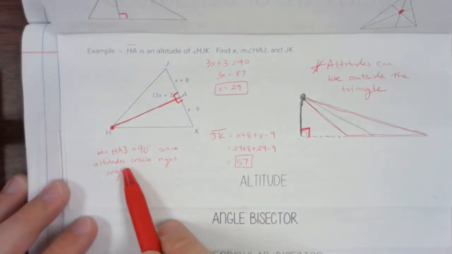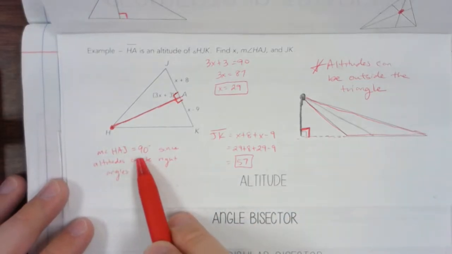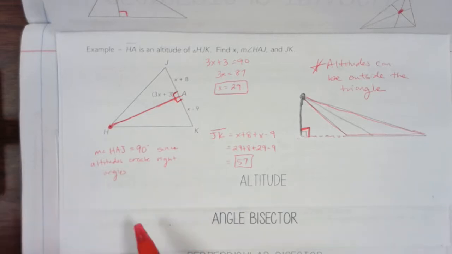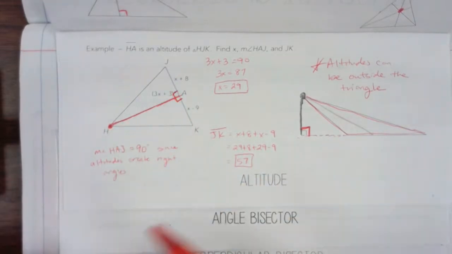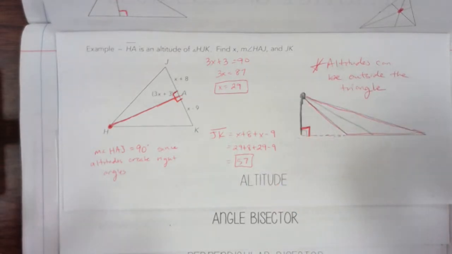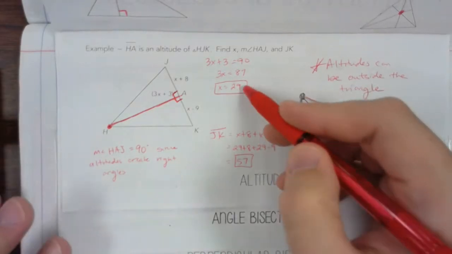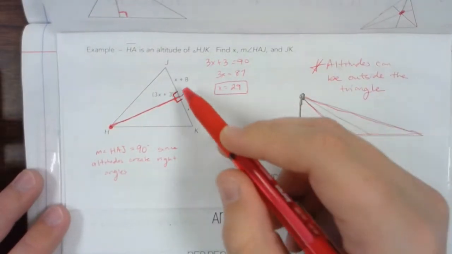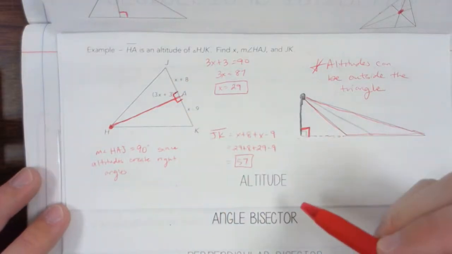So measure of angle HAJ is just 90 degrees because altitudes are creating right angles, and that angle is one that was created. Last up, I want to figure out what is the length of segment JK. It won't always be like this in most problems, but in this specific problem, the x that we solved for here will also work for these two segments.